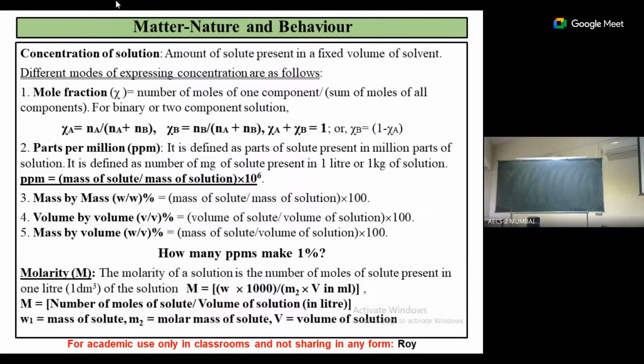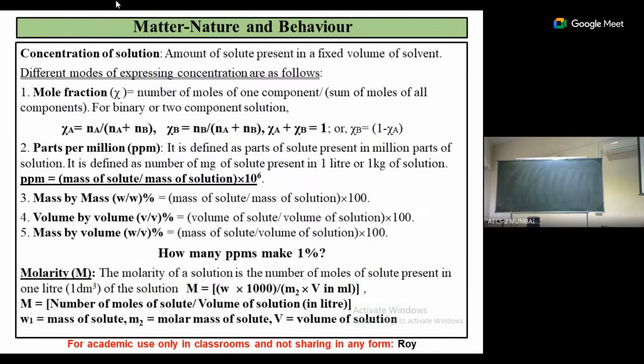What does the unitary method mean here? If x grams of solute is present in y grams of solution, then in 10 to the power 6, 1 million parts of the solution, we find the amount of solute. Usually this mode of expression of concentration is given for very dilute solutions, where the solute is very little. You can understand that? Yes.